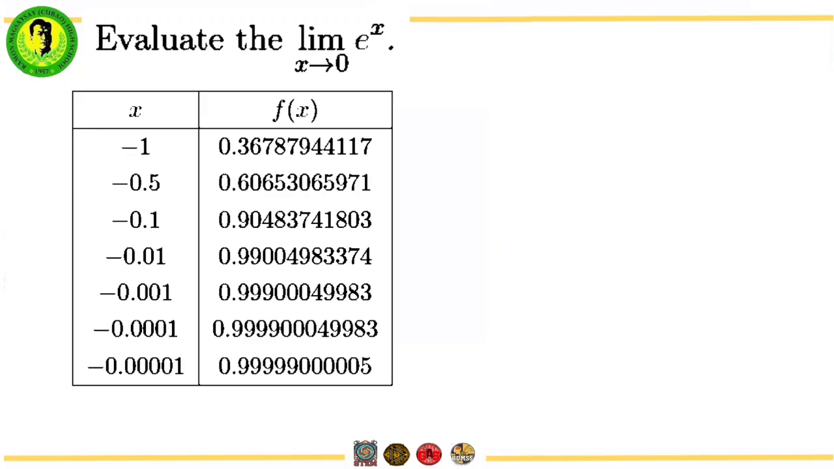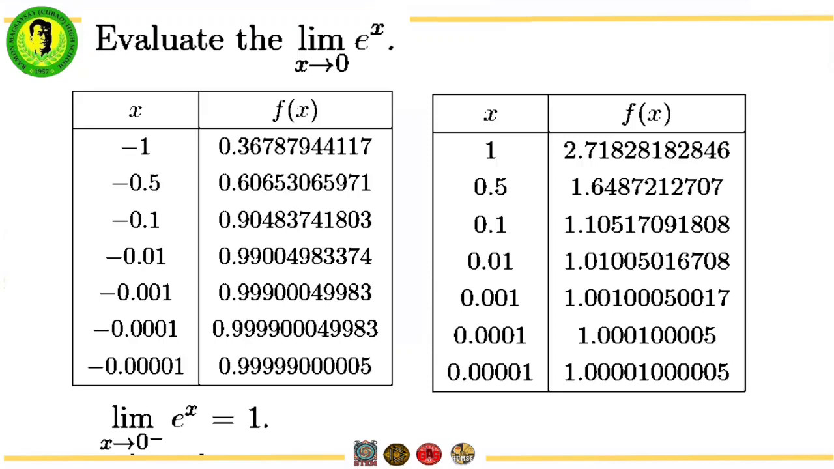If you notice, it is going closer and closer. Your f of x is getting closer and closer to 1. Approaching from the right, from 1 to 0.00001, it is again the same as approaching from the left. So if x is equal to 1, the function e raised to x is equal to 2.718281828446, and this is the equivalent of Euler's number.